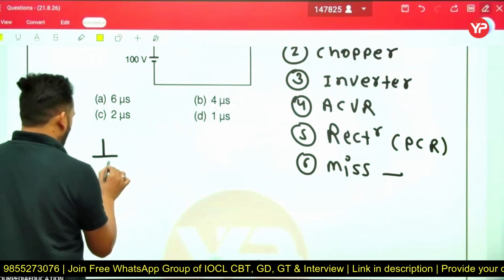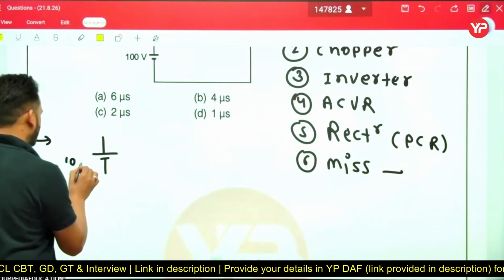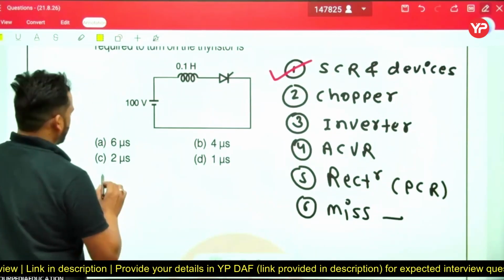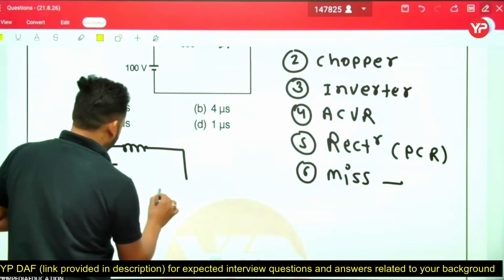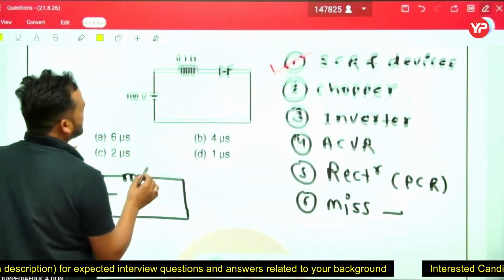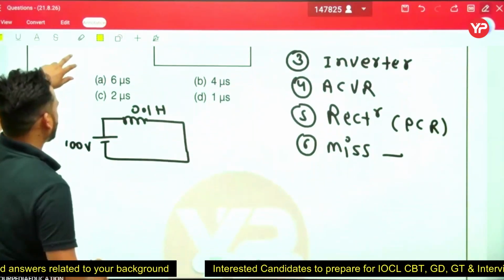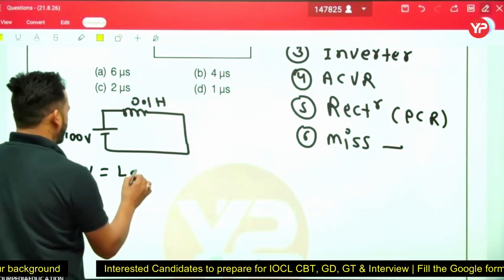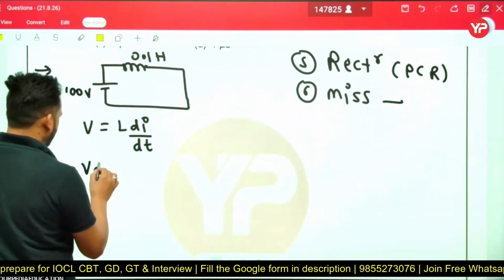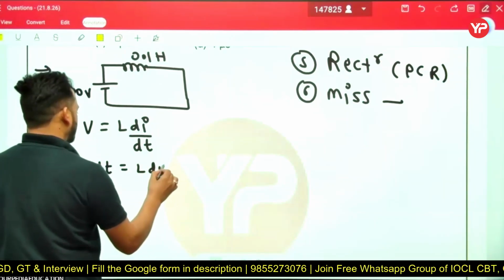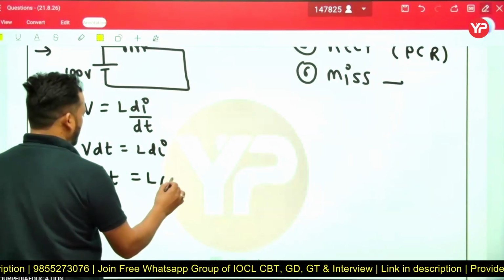When this SCR is on, what is the circuit converted into? This is one voltage source, 100 volt. Next, the inductor. This SCR is short circuited, so the circuit looks like this, and this is the inductor value 0.1 Henry. So what is the voltage across the inductor? V equal to L di by dt. Now V dt equal to L di. Integrating both sides, this is V into T and this is L into I.